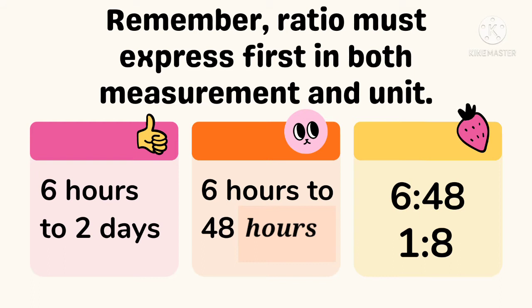Remember, a ratio must first be expressed in the same measurement and unit. For example, 6 hours to 2 days, or 6 hours to 48 hours. It can be written as 6:48, or when reduced to lowest terms, it becomes 1:8.